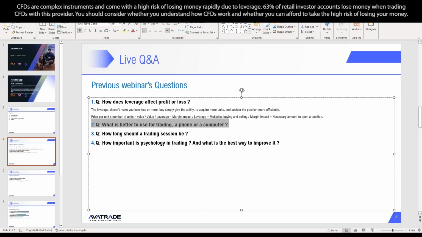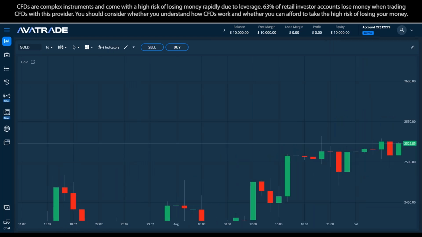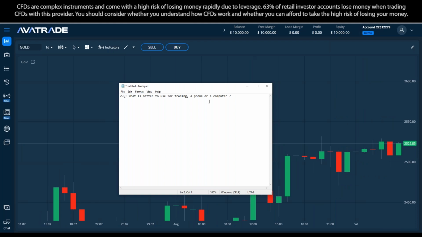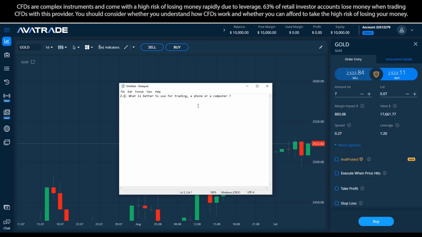What is better to use? So frankly, this question is actually interesting. So let me see, guys. What do you think? What is better in your opinion to use, a computer or your phone? I think we had this question a few weeks ago, but it's still interesting to see what people think. Who votes for a phone? And who votes for a computer? Who is trading here with their phone and who is trading with a computer mostly?